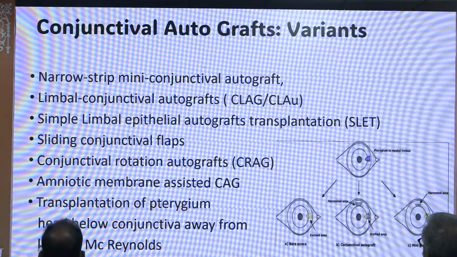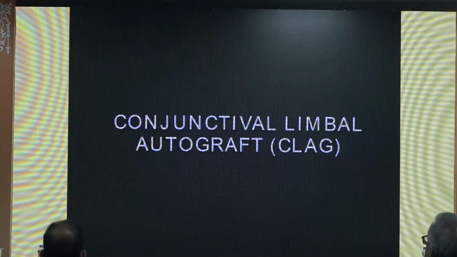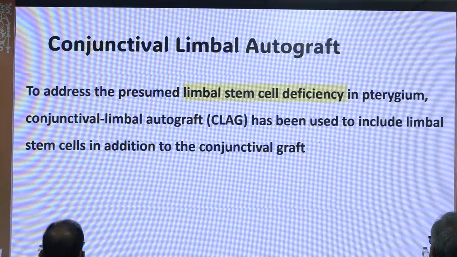There are a few variants of CAG. To cover a small area, we can go for a mini conjunctival autograft, the limbal conjunctival autograft, the CLAG, sometimes limbal epithelial autografts, and sliding flaps are also done. The conjunctival rotation graft, the CRAG, is sometimes associated with amniotic membrane, and McRae first did the transplantation of the pterygium head below the conjunctiva away from the limbus. We will be highlighting CLAG and CRAG later on.